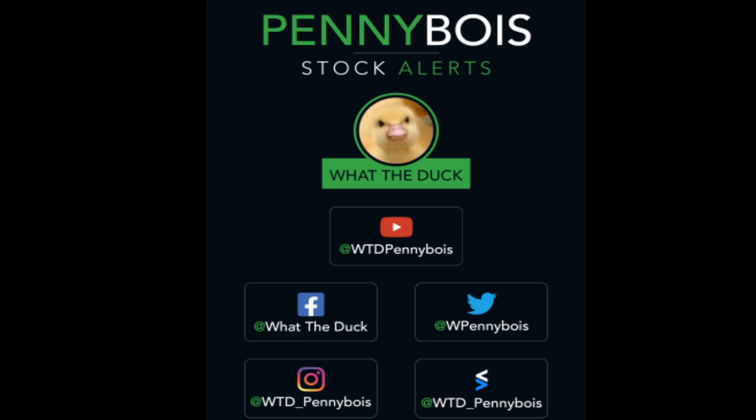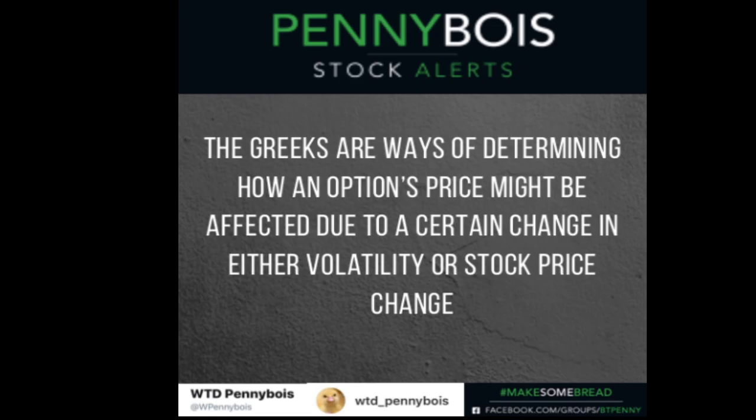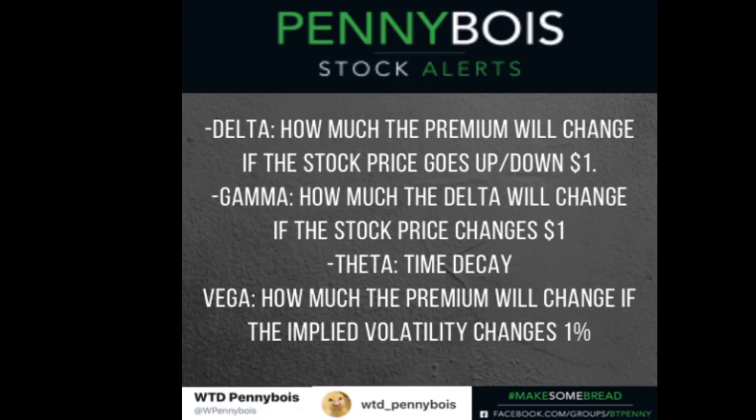So let's get right into it. What are the Greeks? Well, the Greeks are ways of determining how an option's price might be affected due to certain changes in either volatility and/or stock price change. So what are the different types of Greeks? Well, there's a whole bunch. There's actually four main ones, and those are delta, gamma, theta, and vega. So what does that mean?